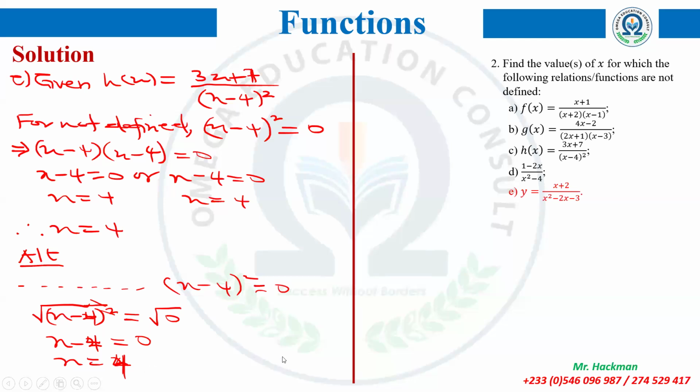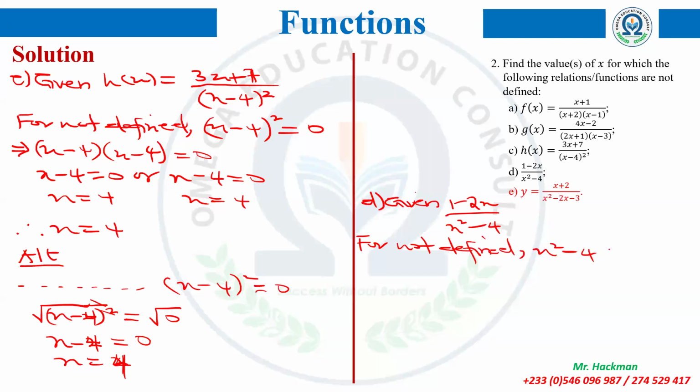So now, the last question for all of us. Let me write it here, D. What are we given? We've been given 1 minus 2x all over x squared minus 4. So we know that for this we come and write, for not defined, am I right? Comma, our denominator, which is x squared minus 4, should be equal to 0.